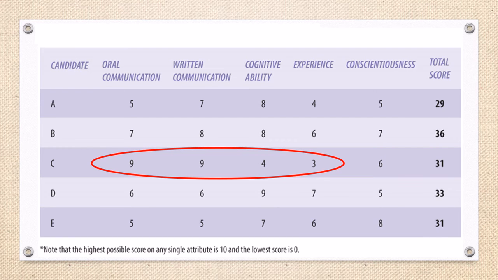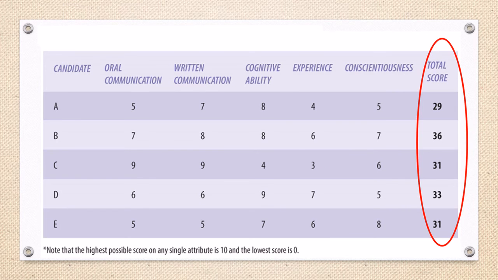So let's look at a comprehensive and compensatory selection procedure. That means we're covering many attributes and we're considering them all. But yet, strength on one thing can compensate for weakness on another. Let's take candidate C, for example. This person has great scores on communication, but much lower scores on experience and cognitive ability. If we look at the total scores, this gives us something we can compare across people.